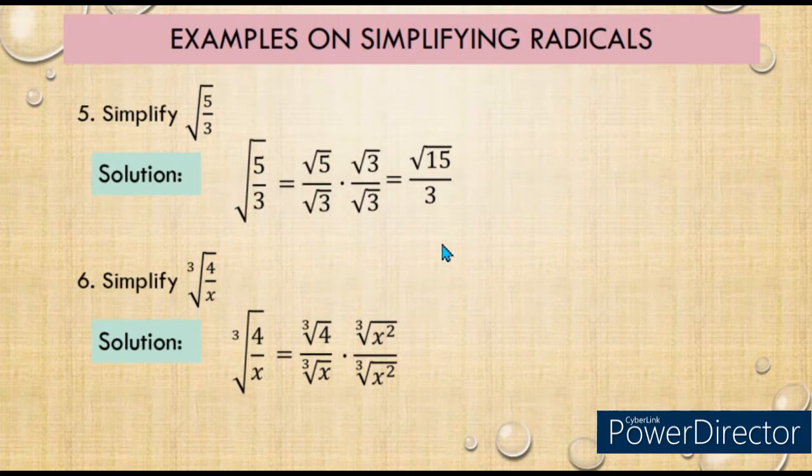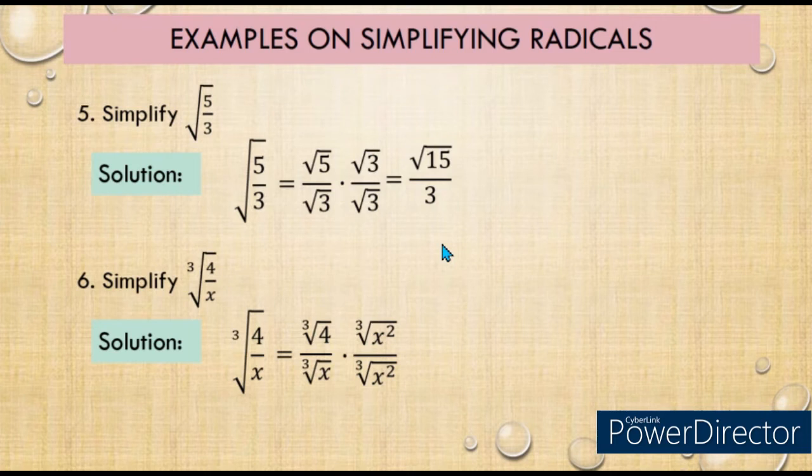Ma, bakit po cube root of x squared yung minultiply po natin? Para po, hanapin po kasi natin yung perfect cube ng x. Since if we multiply x by x raised to 2, magiging x raised to 3. And x raised to 3 is a perfect cube.